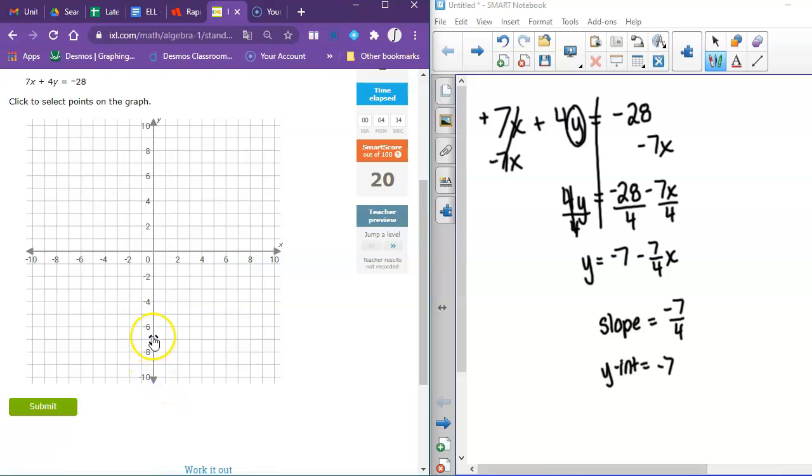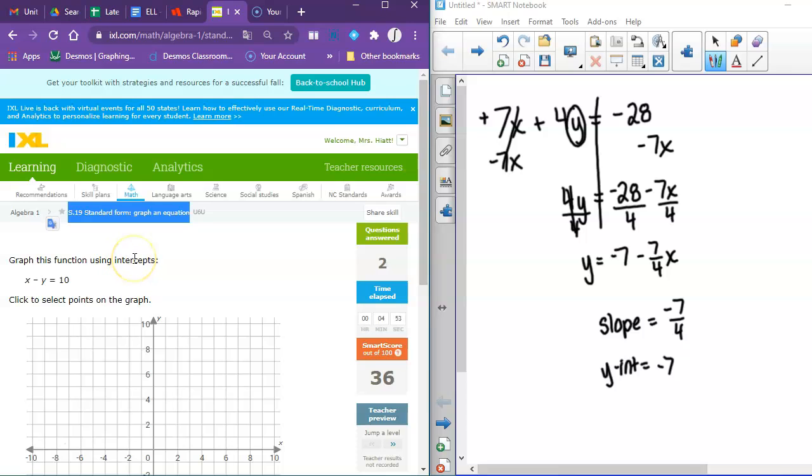The problem is that I don't have enough room to do that. So instead, I could go up 7. 1, 2, 3, 4, 5, 6, 7. And to the left 4. That's still going to give me a graph that's decreasing there. And so this would be the graph of 7x plus 4y equals negative 28.